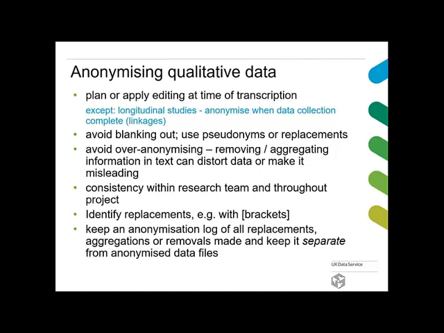It's also important to ensure, if you're on a collaborative team project, that there is consistency across the research team when it comes to writing up the transcriptions and the way the data is anonymised. It's important as well that when replacements are made, these are identified clearly with brackets around the text. And also an anonymisation log should be kept of all the changes and replacements and aggregations and removals that are made, but this must be kept separate from the anonymised data files, if not the whole point of anonymisation is circumvented.